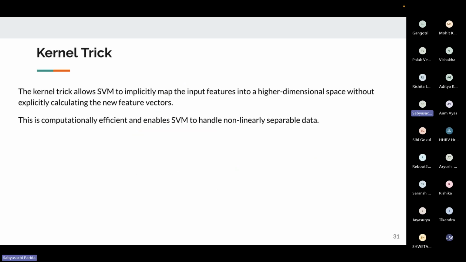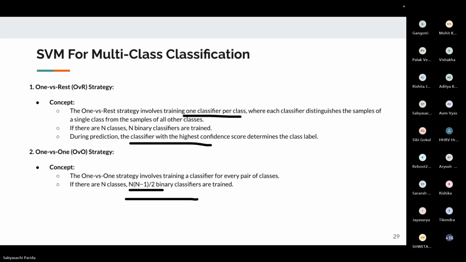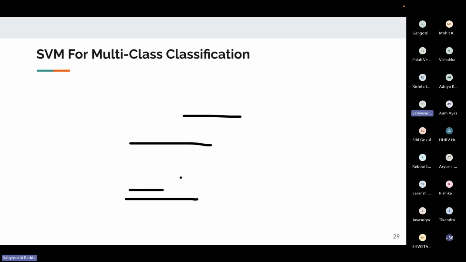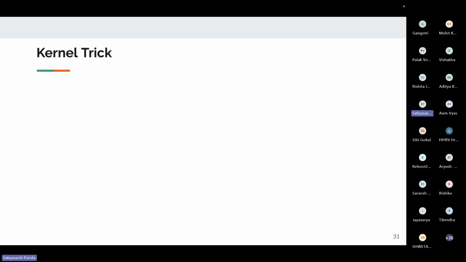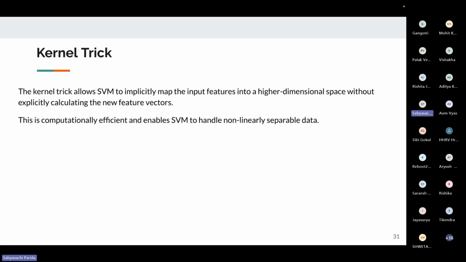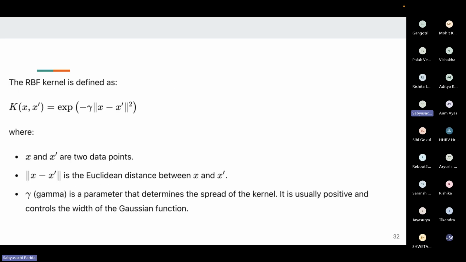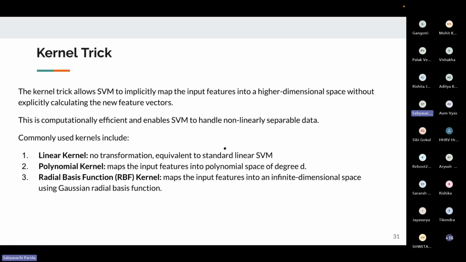But if I have nonlinear data for my SVM, suppose this is the model I am trying to build, but there is nonlinear data in my case. How do we handle that nonlinear data? To handle it, we use the kernel trick. There are different kinds of kernels one can go with. One is the linear kernel, where we don't do anything, we just use the data as it is, and the other is the polynomial kernel.